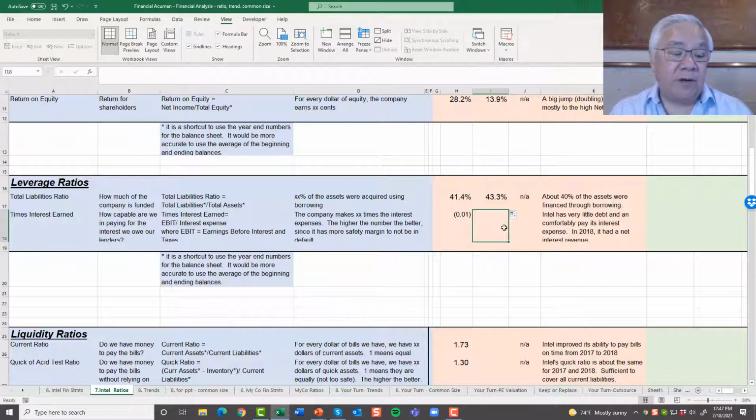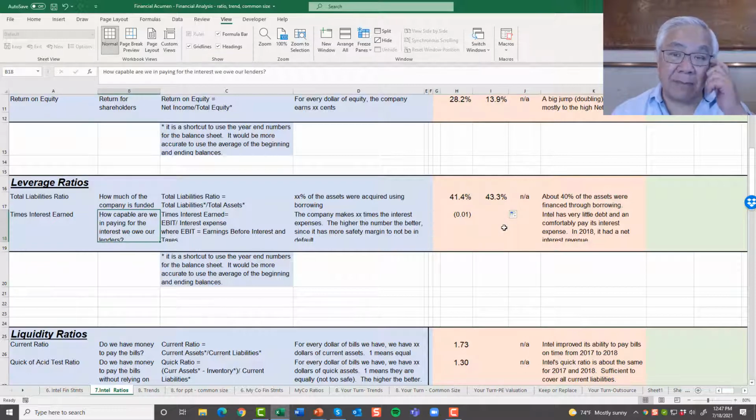This year is 41. All right, so things were less risky this year because we're reducing our reliance on liabilities, which means we're having more of our assets acquired by equity, which makes us safer, right? So that's the interpretation. Next calculation is times interest earned.